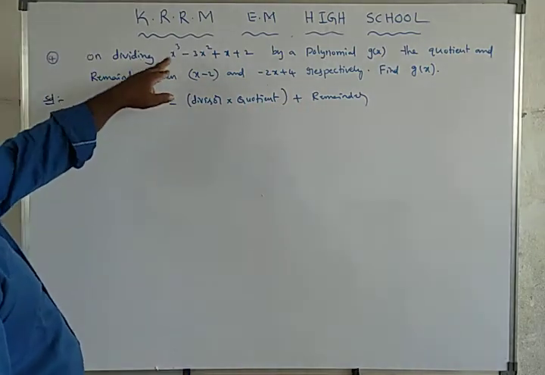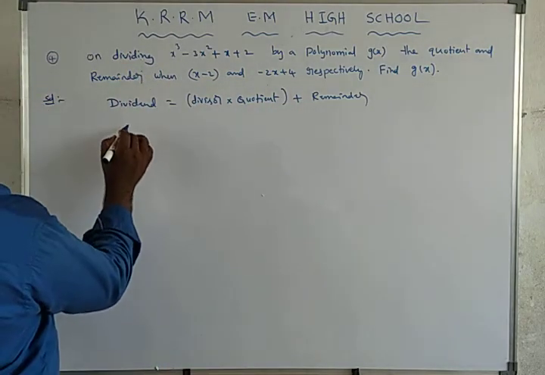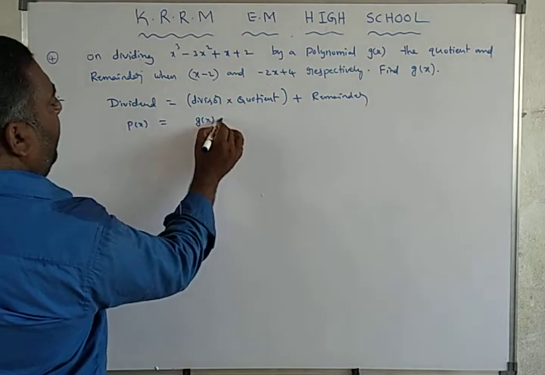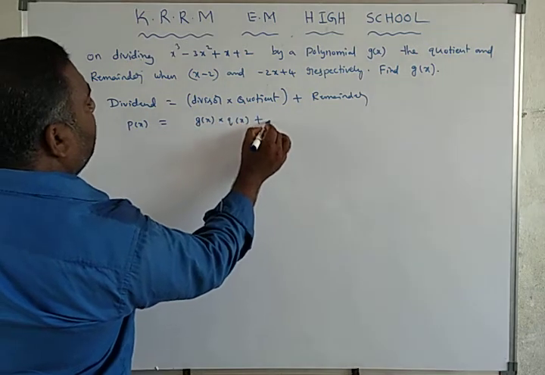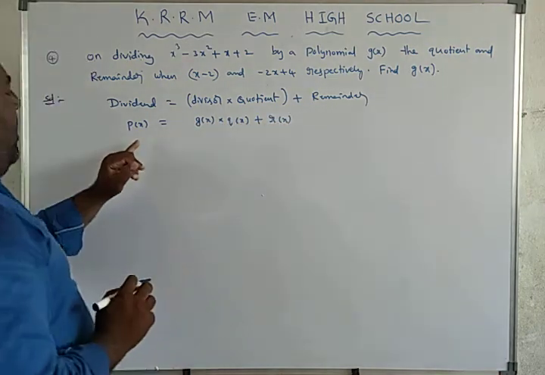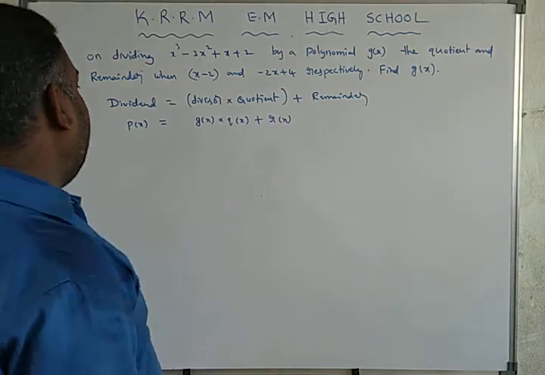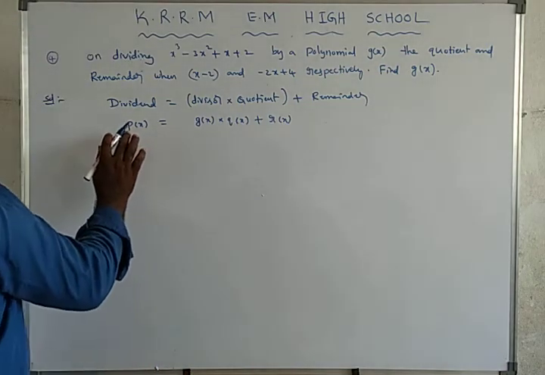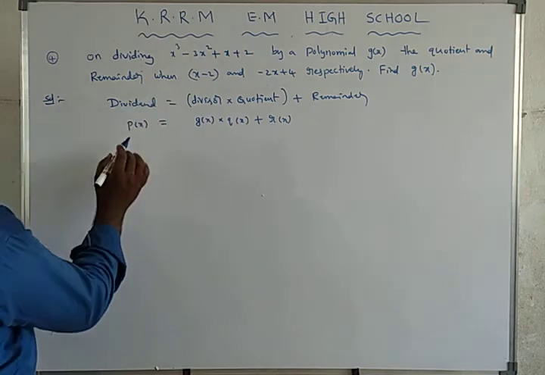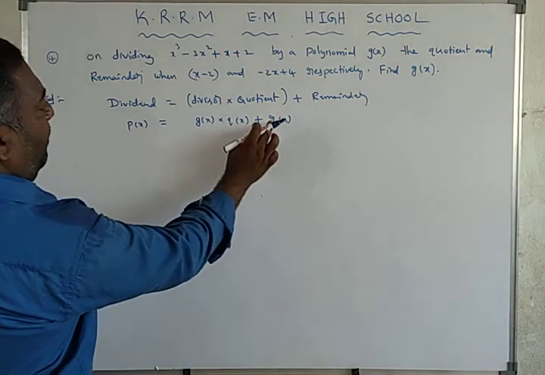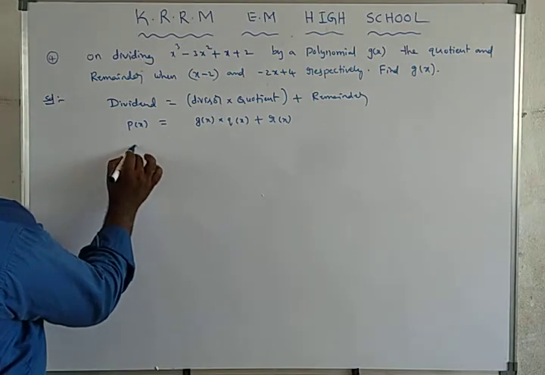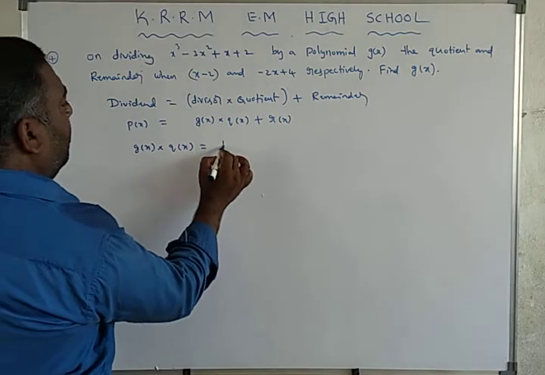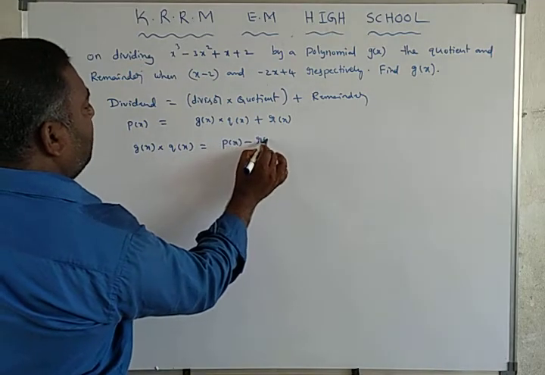So here what is dividend? Dividend is p of x. What is divisor? g of x. What is quotient? q of x. What is remainder? r of x. So p of x is equal to g of x into q of x plus r of x. So we find g of x by taking r of x over: g of x into q of x is equal to p of x minus r of x.